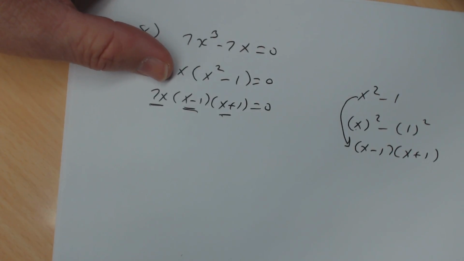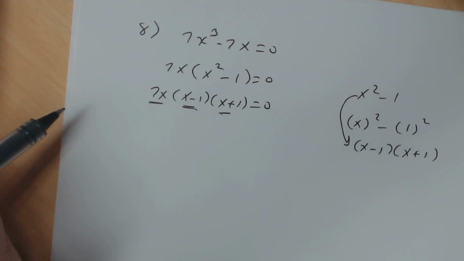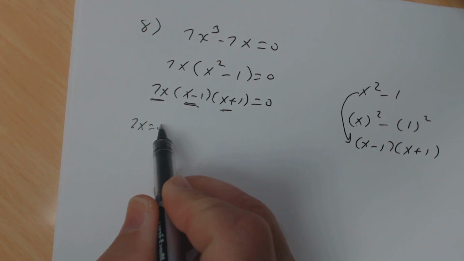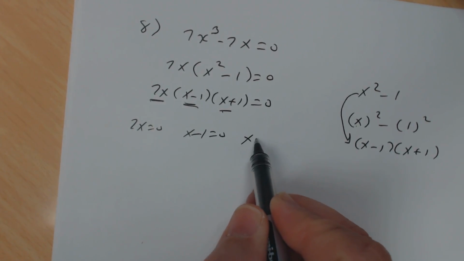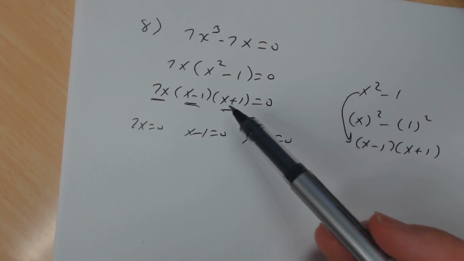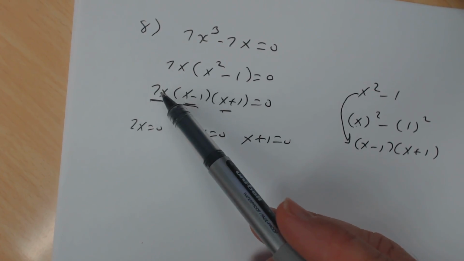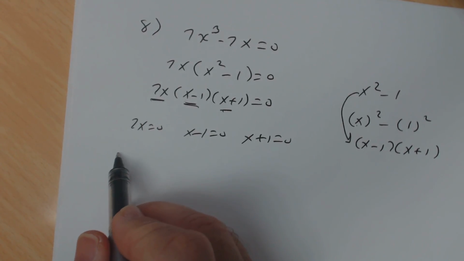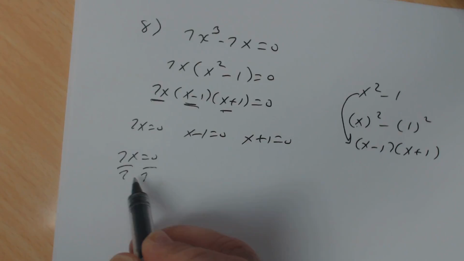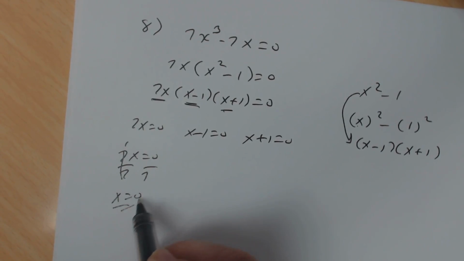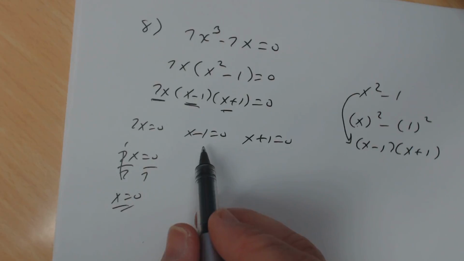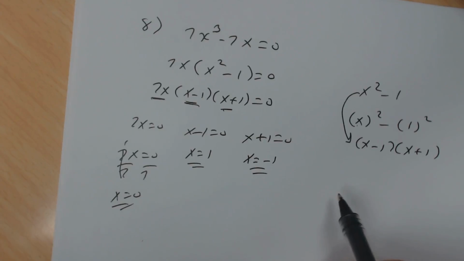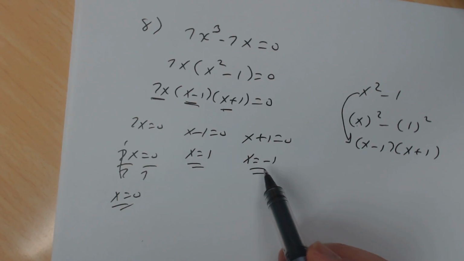According to the zero factor property, I got to set each one equal to 0. So it kind of looks the same as this one. 7x equals 0, x minus 1 equals 0, x plus 1 equals 0. Based on the zero factor property, I know for certain that one of these has to be 0. So if I solve for x over here, divide both sides by 7, I get x to be 0, because 0 divided by 7 is 0. Over here, I get x to be 1. Over here, I get x to be negative 1. So those are your 3 solutions: 0, 1, and negative 1.